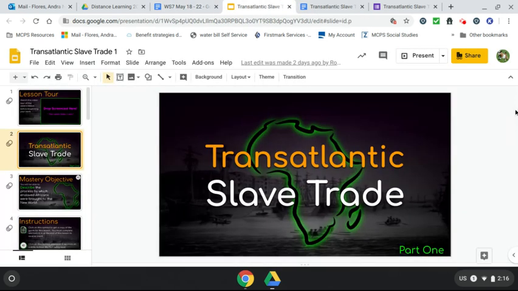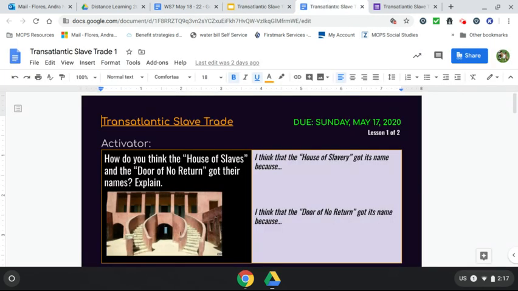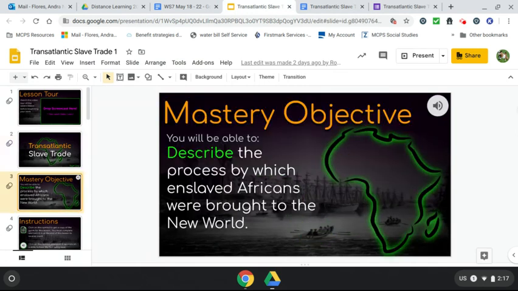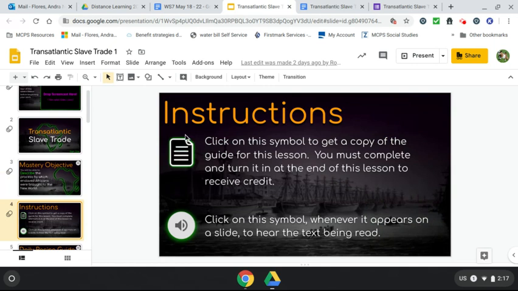Okay, so for this week's lesson, we have our slideshow that you will use to navigate through your lesson guide here. As always, you have your mastery objective, which for this week is you will be able to describe the process by which enslaved Africans were brought to the New World. You can click here for a copy of this week's lesson guide, or you can use the one attached to Google Classroom, and you can click these symbols in order to have the slide read out loud to you.